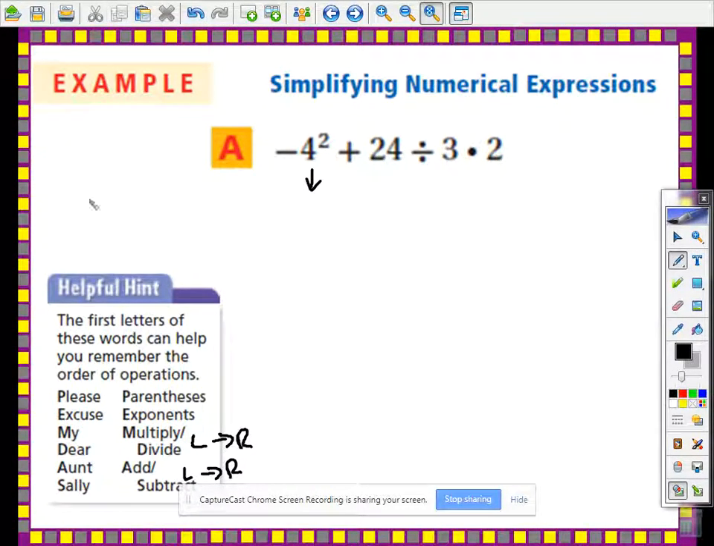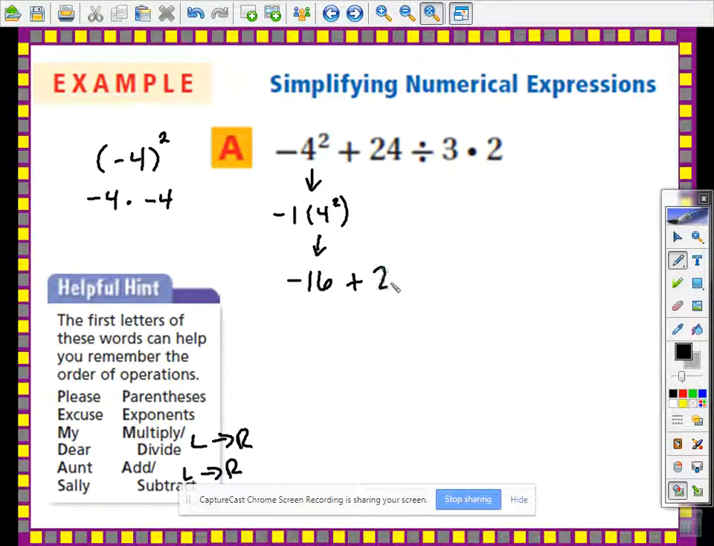You may think that this is -4 times -4, but it is not. In order for you to have -4 times -4, it would have to have looked like this, (-4) squared. This is the same as -1 times 4 squared. So don't be confused with that. If you are going to multiply the negative by itself, it has to be within the parentheses. So this is like -1 times 4 squared. 4 squared is 4 times 4, or 16, and 16 times a -1 is a -16.